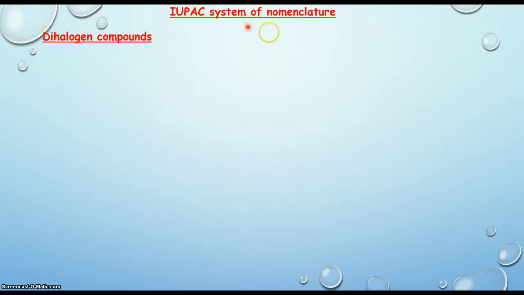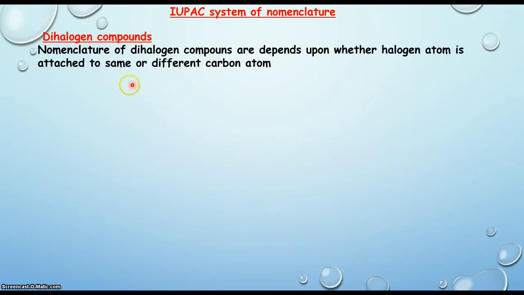Let us discuss the IUPAC nomenclature for dihalogen compounds. Dihalogen indicates two halogens are present in the compound. Dihalogen compound naming according to the IUPAC system is based on whether the halogen atoms are present on the same carbon atom or different carbon atoms. There are two types of dihalogen compounds we are going to discuss, that is geminal dihalide and vicinal dihalide. So let us start with the dihalogen compounds. Nomenclature of dihalogen compounds depends upon whether the halogen atoms are attached to the same or different carbon atoms.